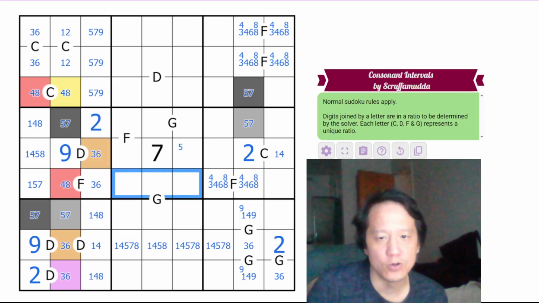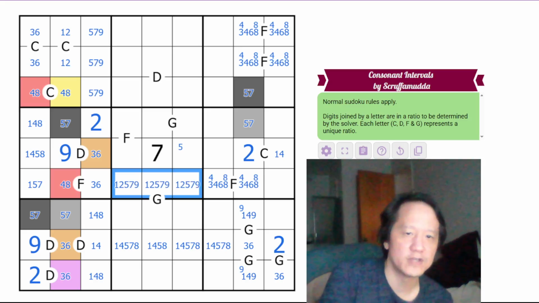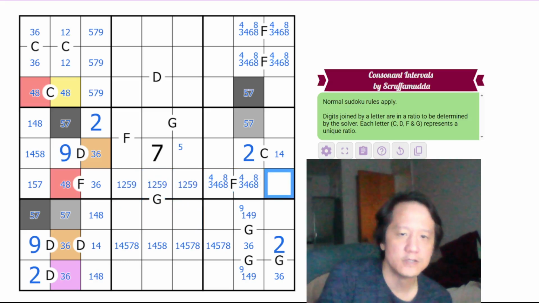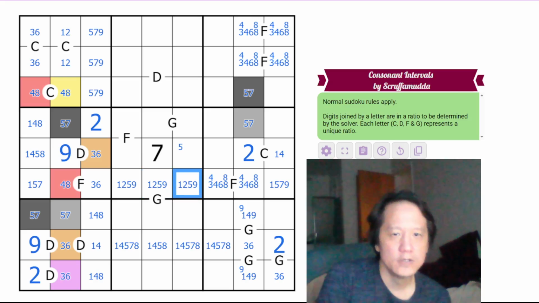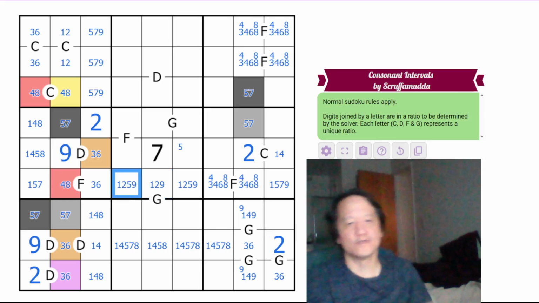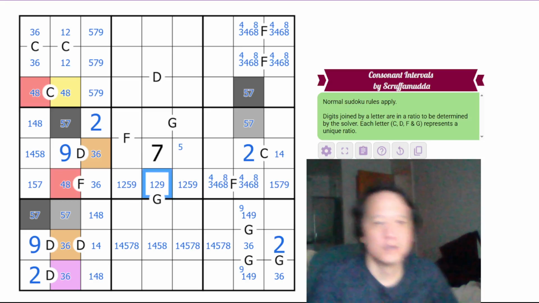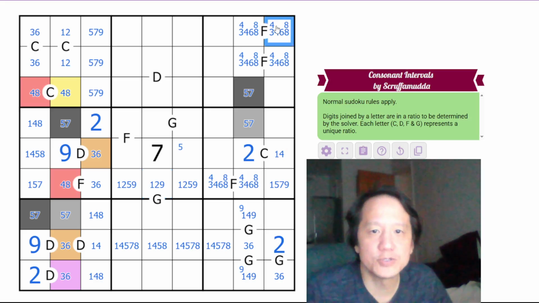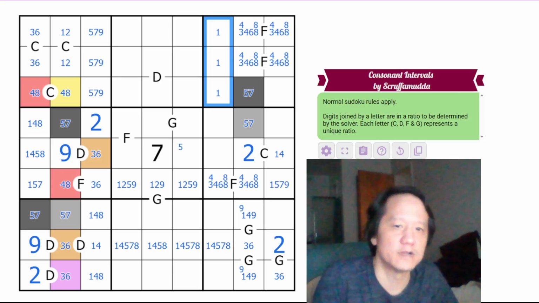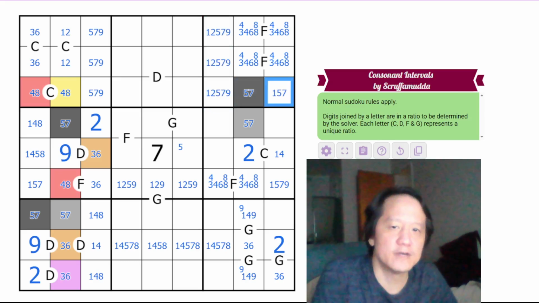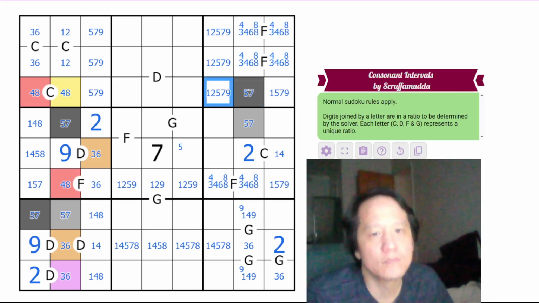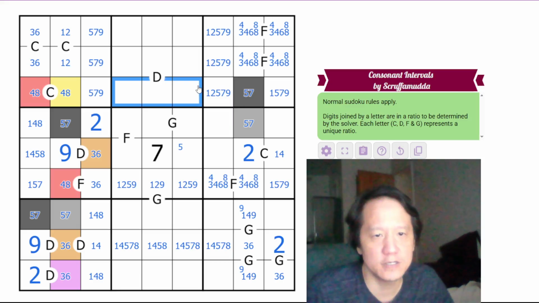The rest of row 6 must be 1, 2, 5, 7, 9. And 7 can't be here, obviously. This is 1, 2, 5, 7, 9. This can't be 2 either. 5 can never be next to a G, so 5 would not be here. This is 3, 4, 6, and 8. The remaining digits in box 3 have to be 1, 2, 5, 7, 9, right? 1, 5, 7, 9 here. That means we're missing 3 and 6 here also. Interesting.